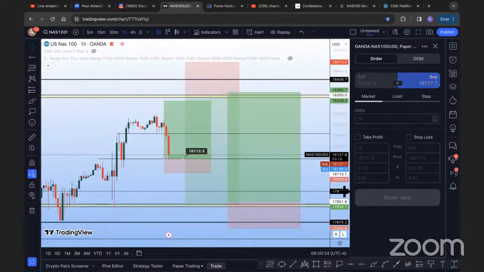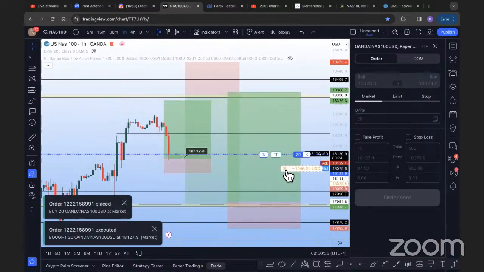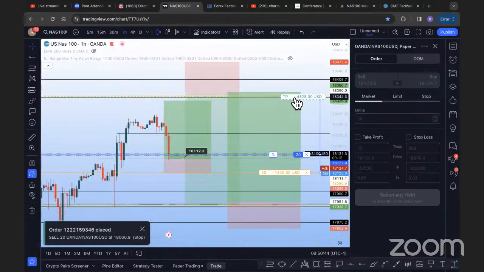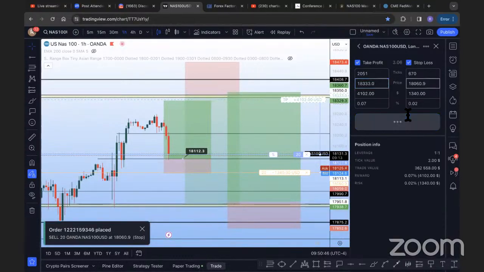Go ahead and put the SL below structure. Set a hard TP at the high. Actually, I'll set a hard TP right here at the 886.